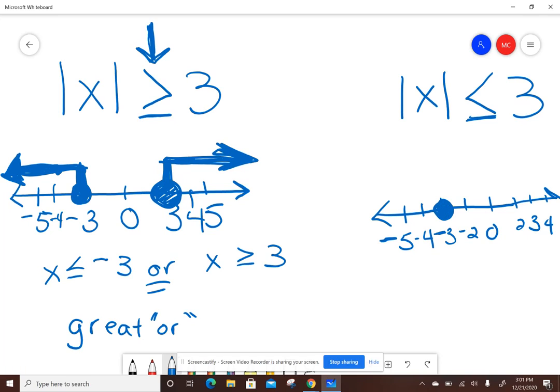So that works. Now, the absolute value of negative 2 is 2. Is 2 less than 3? Yeah. So that works. Is 0 less than 3? Yeah, that works.